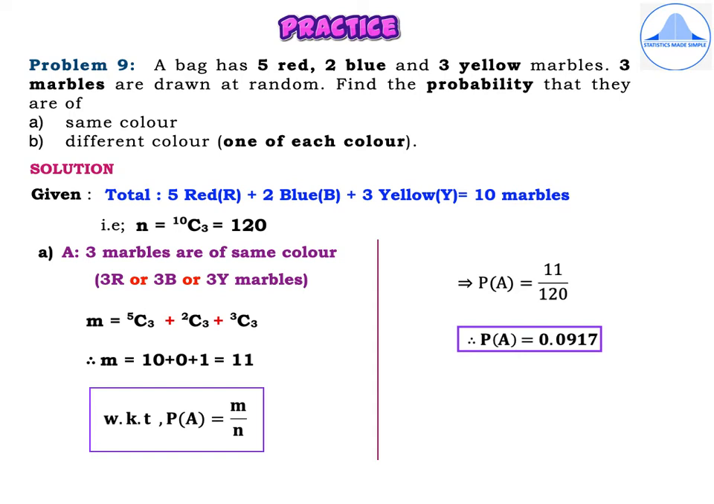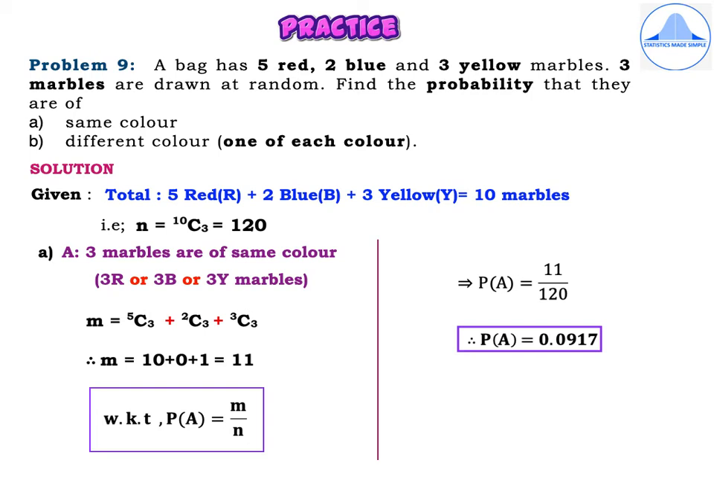Starting with the solution, write given total is 5 red within brackets R plus 2 blue within brackets B plus 3 yellow within brackets Y is equal to 10 marbles. So totally there are 10 marbles, and out of these 10 marbles we need to pick 3 marbles. So we get N is equal to 10C3, which is equal to 120.